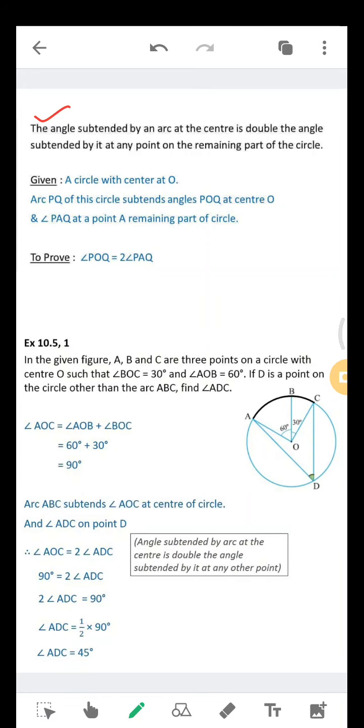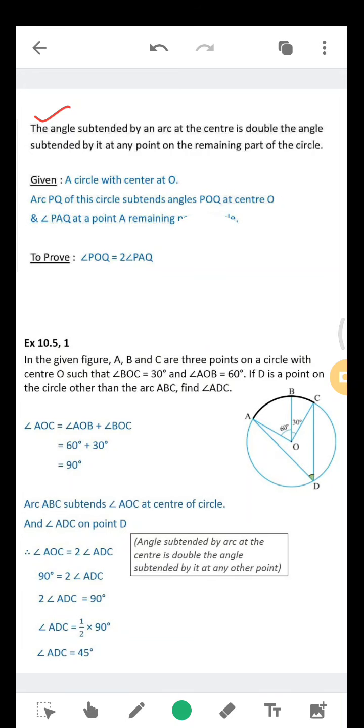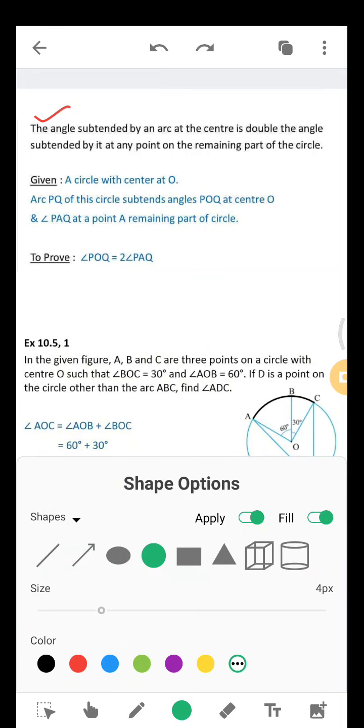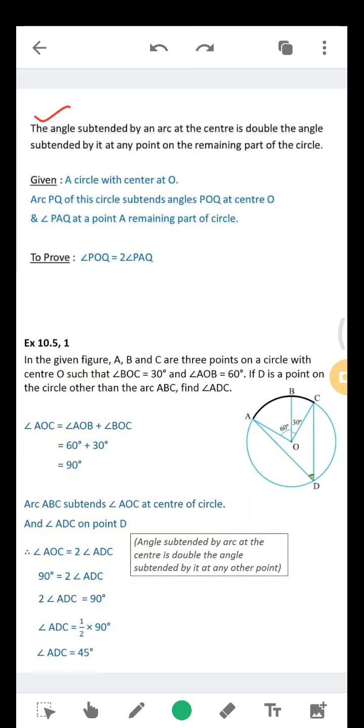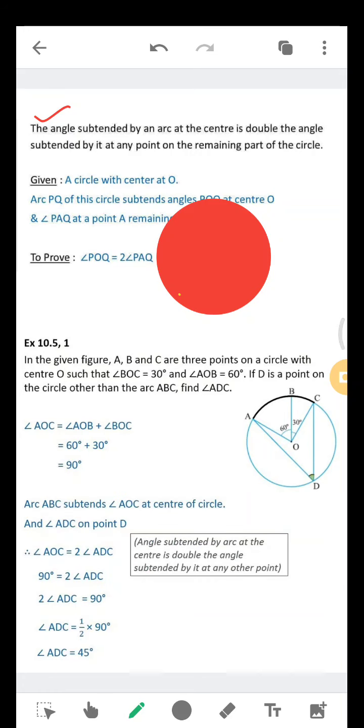This was the theorem, which I explained in the last session. It says that the angle subtended by an arc at the center is double the angle subtended by it in the remaining part of the circle. Let me again explain this in short. I said in the last session that angle subtended means the angle made by an arc at the center.